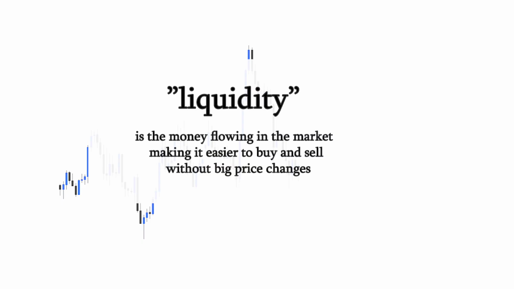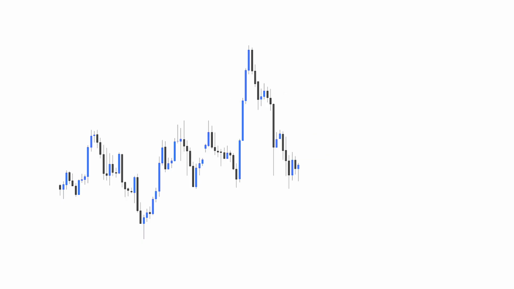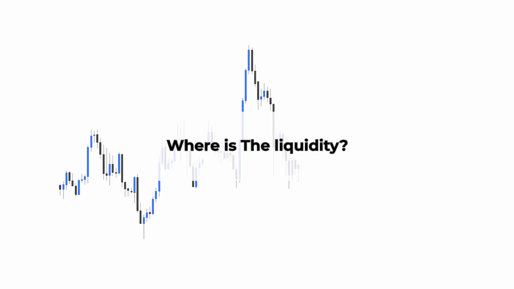When there are more buyers and sellers, trades happen more easily without big price changes. In a bullish market, market makers want to buy at low prices without making the price go up too much. If they buy when there isn't much liquidity or enough sellers, the price will jump. So, they wait for a dip where more liquidity is available, allowing them to buy without pushing the price higher. So, where can we find liquidity on the chart?